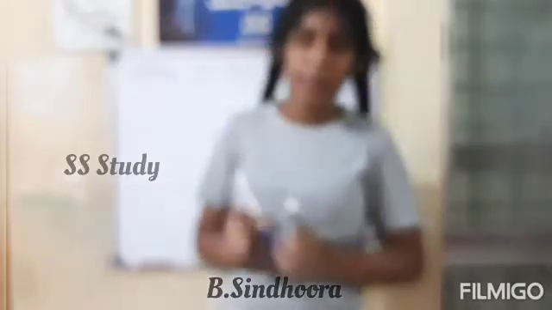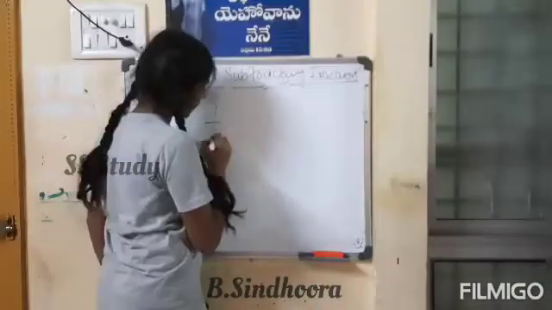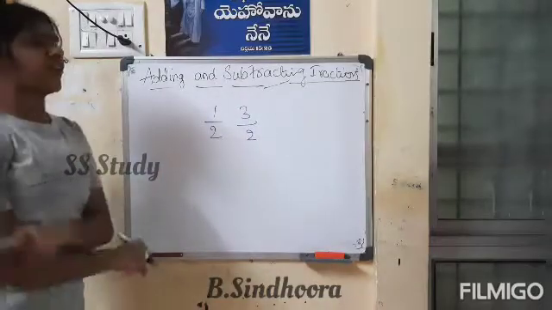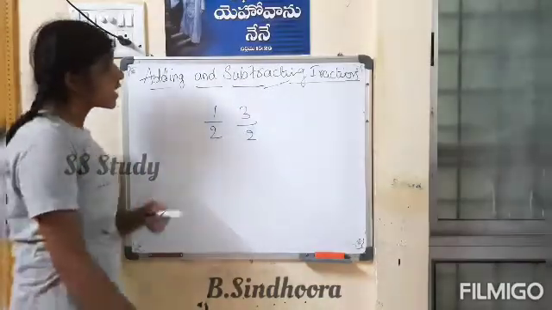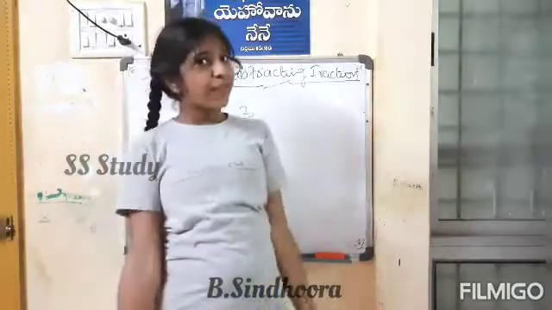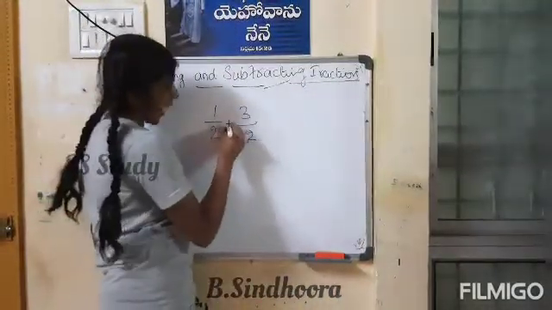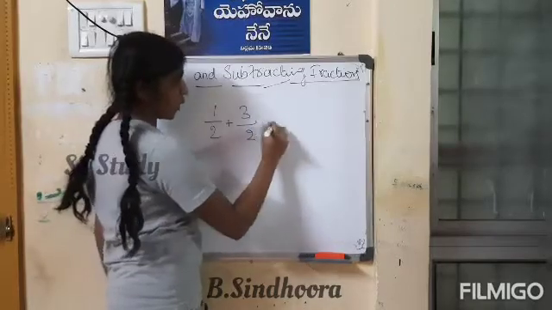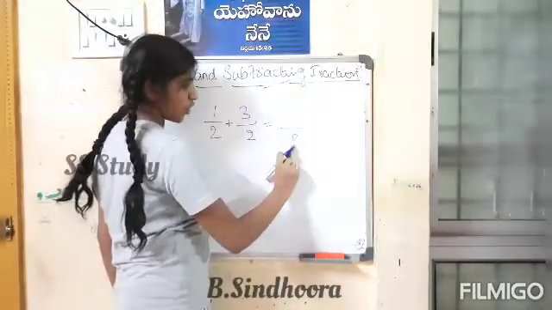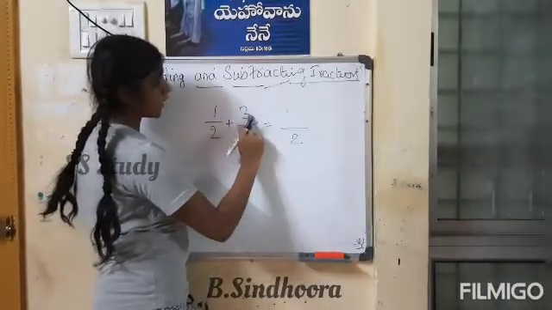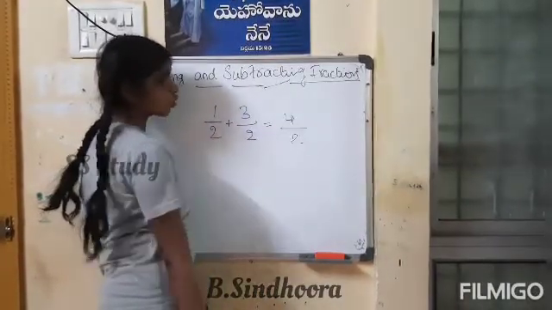What are like fractions? Two or more fractions with the same denominator, like 1 by 2, 3 by 2. It is very easy to add these like fractions. If the denominator is the same, the answer's denominator will also be the same. 1 plus 3 is 4 by 2.